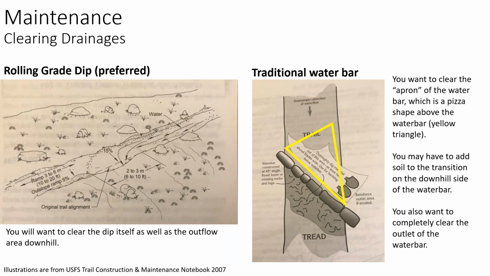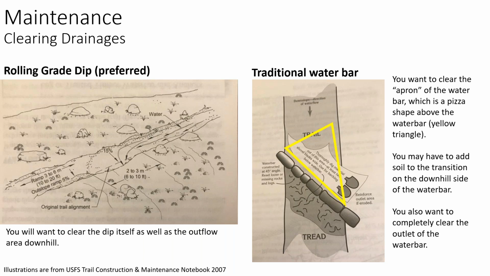So I would highly recommend that you overbuild these structures. You make them wider, longer, deeper than you might expect is necessary, because over time they will fill in. And your real goal is to create a water bar that is going to self-clean. It's going to maintain the velocity of that water.